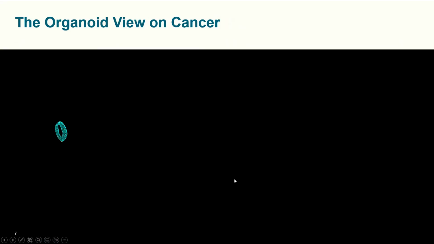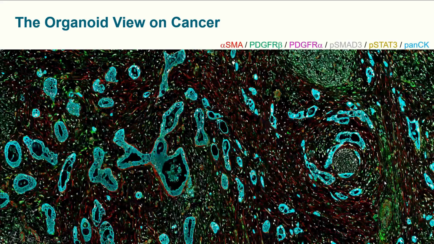So the organoid view on cancer is of course still very limited. Because this is actually how an organoid would look if we culture them: a nice monolayer of epithelial-like cancer cells. But of course, if you look at the whole tumor, these cancer cells are only a very small fraction of the total tumor volume. So this is a nice example of a pancreatic cancer, which is notoriously well known for its large stromal contribution, so the big stromal compartment.